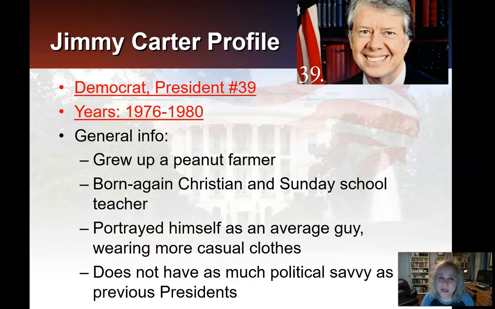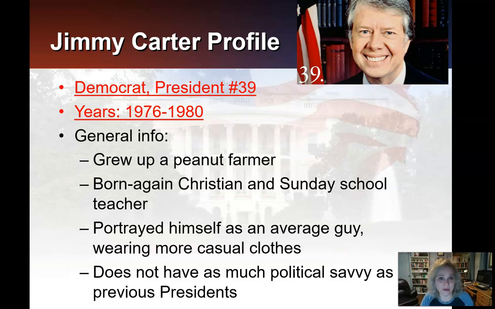Jimmy Carter was a peanut farmer from Georgia, and he wasn't a seasoned politician. And possibly that's really what the people were looking for at that time, right? And he was very casual. He was a Sunday school teacher, by the way, which today he's still around. He's our longest living former president ever. He's in his mid to late 90s, and he's in Georgia and he still teaches Sunday school.